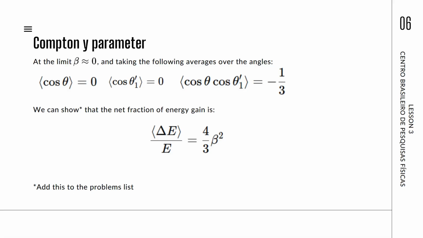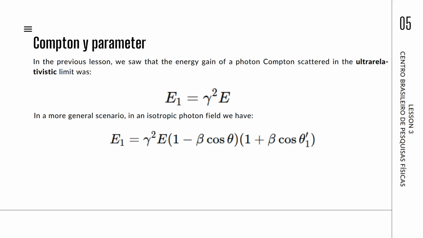So in the non-relativistic limit, let's consider a beta nearly 0, let's take the average of the incoming photons. The average of the cosine will be 0, and the average of the cosine in the rest frame of the electron will be 0 as well. However, the crossed term will not be 0. It will be minus 1/3. And you can show this in the problem list, that the net fraction of energy gain is given by this formula here. This is quite easy to arrive at. Just take this formula from the previous slide.